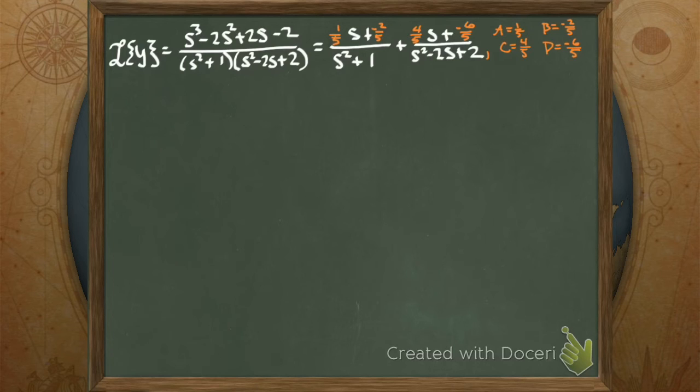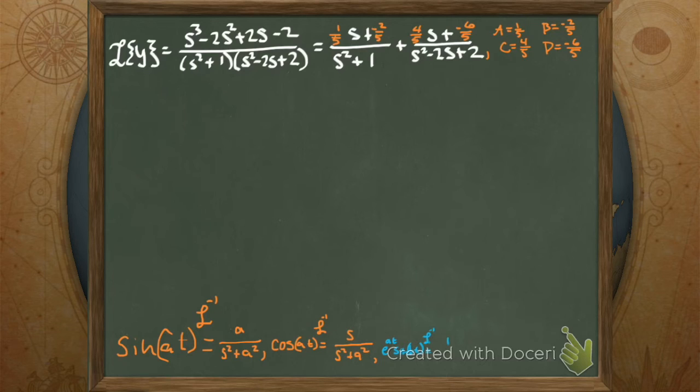Now what? It's time to look at our charts. And when we match it up, we see that the only ones that look kind of similar are the sine, the cosine, e to the at sine bt, e to the at cosine bt. Now, you might not be able to see the cosine because of that big old hand. Anyway, I'm going to try to manipulate this so that I can get those forms. The first two are easy.